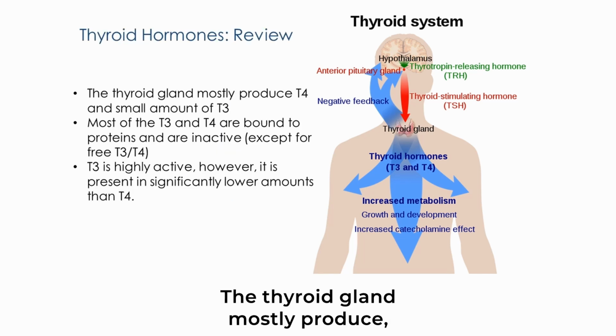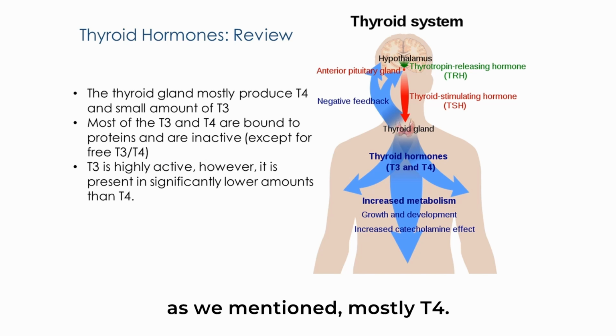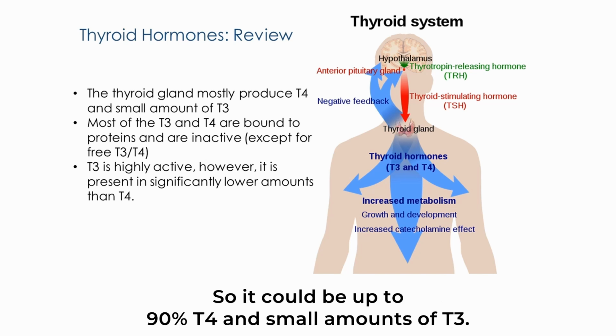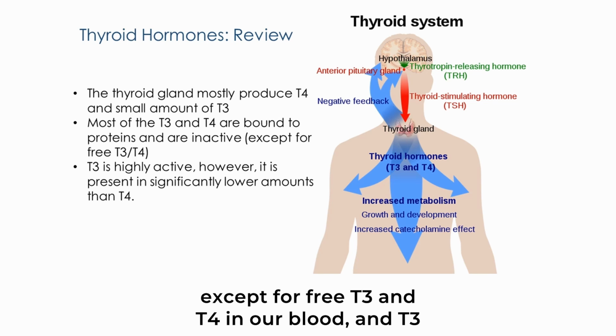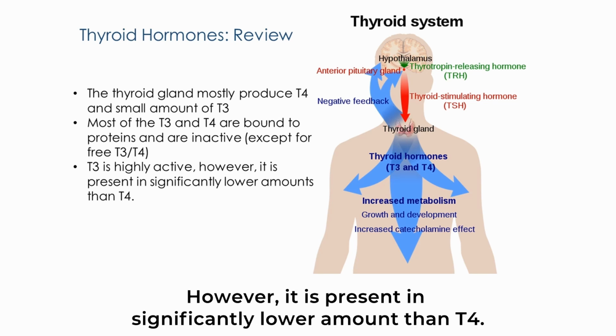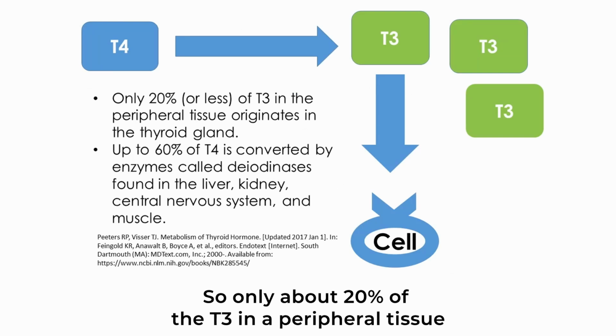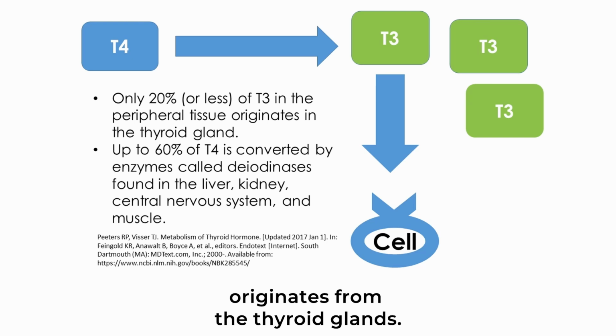The thyroid gland mostly produces T4, up to 90% T4 and small amounts of T3. Most of T3 and T4 is bound to proteins that are inactive, except for free T3 and T4 in our blood. T3 is highly active. However, it is present in significantly lower amounts than T4. So only about 20% of the T3 in peripheral tissue originates from the thyroid gland.